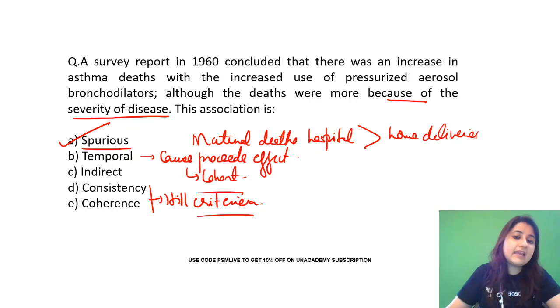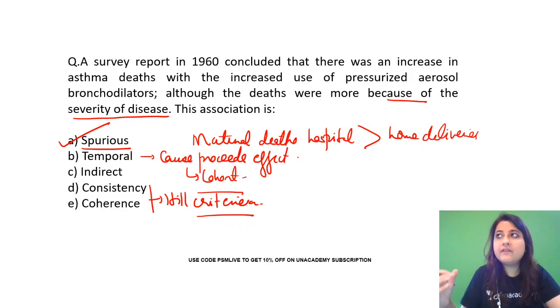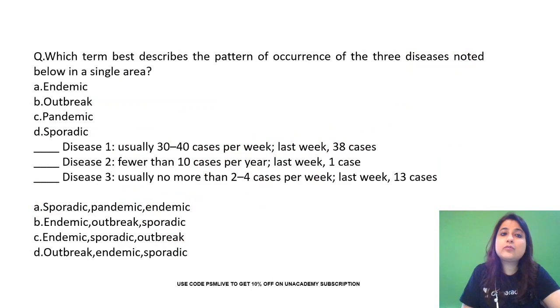Consistency means if I perform, the results are consistent. The results are repeated, whether I do it or you perform it. Coherence means the findings support each other's results. So this was spurious. Next question.